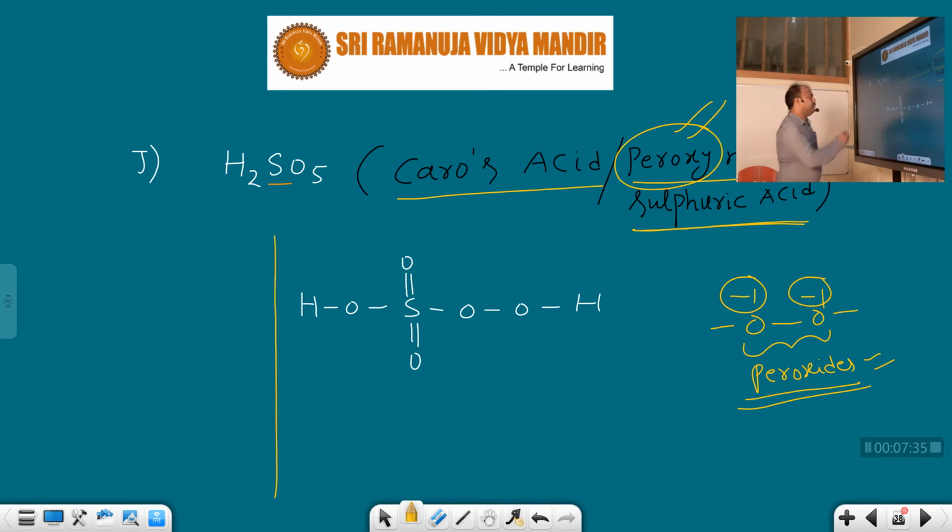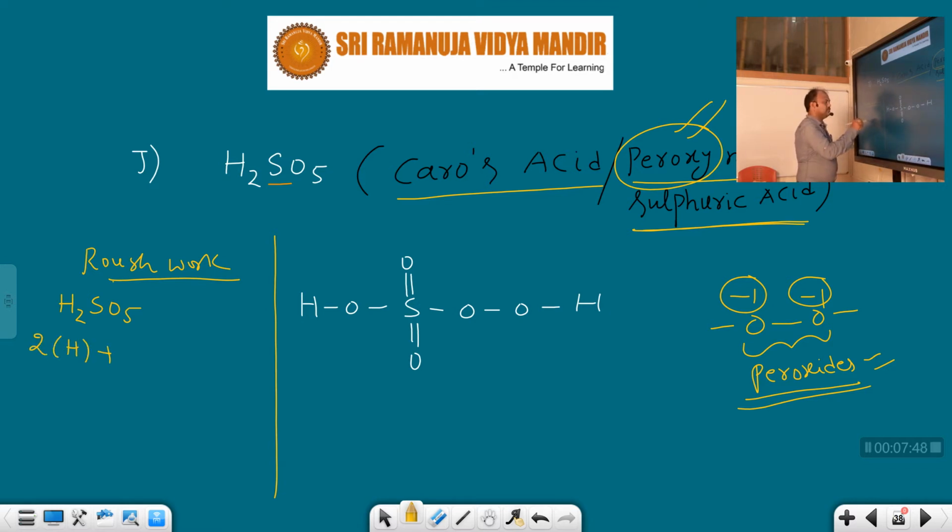Take a look here. I'll do it here as rough work. H2SO5. Am I correct or not? How many hydrogens are there? 2 hydrogens. How many sulfurs are there? 1 sulfur. How many oxygens are there? 5 oxygens. The sum should be equal to its charge. Neither positive charge nor negative charge. That's why the compound is electrically neutral. Hydrogen always exhibits an oxidation number of +1.